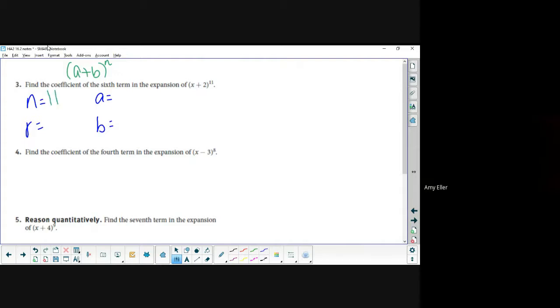Let's skip R for a second. That's the hardest one. Jesse, what's A? X. Very good. And B? 2. If it were -2, you would make sure to write the -2, but if it's positive, we normally don't write it. So those should be very quick to find. R, I have to read the problem again. Find the coefficient of the 6th term. So R is 6.